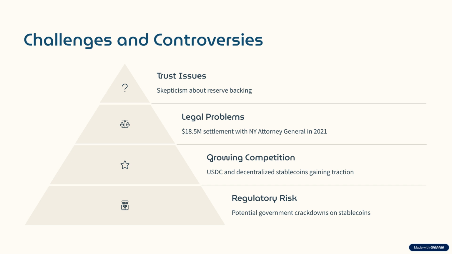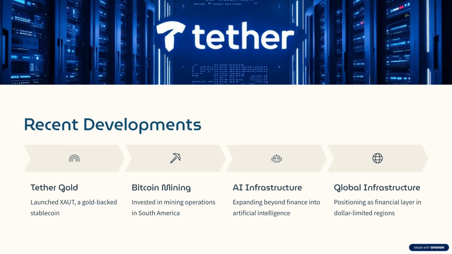Then there's competition. USDC issued by Circle is gaining traction, especially with institutional partners. And decentralized stablecoins like DAI or CRVUSD are trying to offer the same stability without needing a company at the center. Finally, there's the regulatory risk. If governments crack down hard on stablecoins or demand banking-style compliance, Tether could face existential pressure.